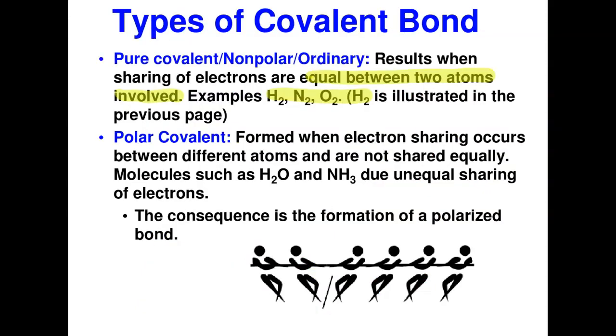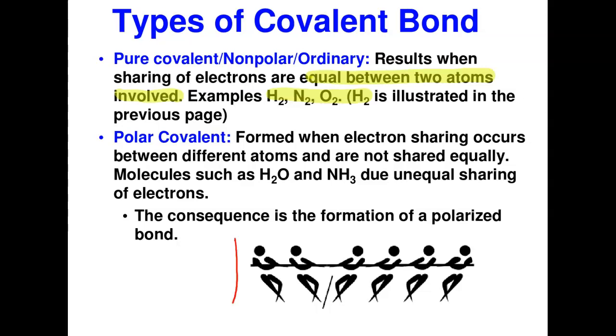Now, on the other hand, the second type of covalent bond is called the polar covalent bond. In this case, the sharing of electrons is no longer equal. In fact, one atom will begin to get a bigger share of electrons than the other one. And that type of covalent bond is what we call a polar covalent bond.